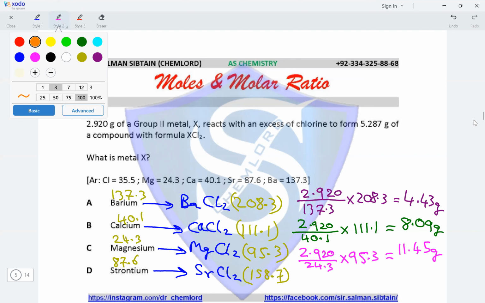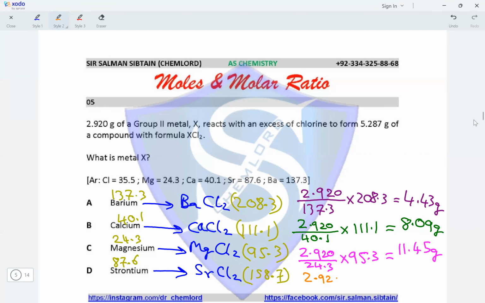And finally, we have strontium, which should be the correct answer, but let's calculate the value. So for this, the calculation would be 2.920 divided by 87.6 multiplied by 158.7, which gives us a value of 5.29 grams. Now, 5.29 grams is what we have obtained. 5.287 grams is what is given. So if we round 5.287 to the nearest two decimal places, this becomes 5.29 grams, making option D the correct option for this question.